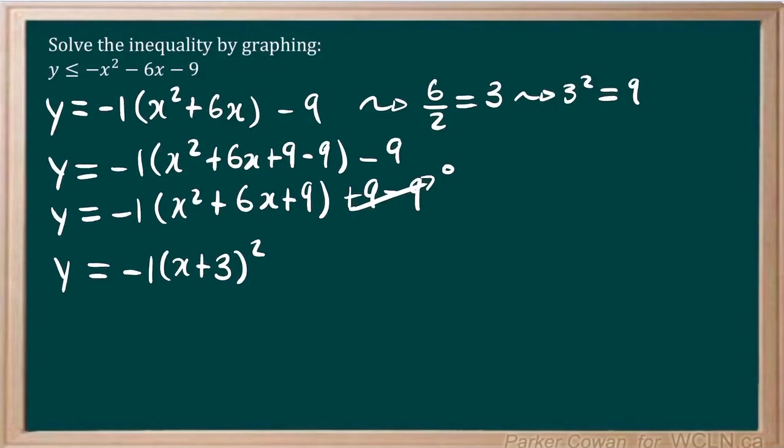So as we can see, our vertex is going to be at -3 because we flipped this sign, and 0 because we don't have anything on the outside. So -3, 1, 2, 3. Right there, and 0. Now, the second thing we know is that it's going to be opening down, right?